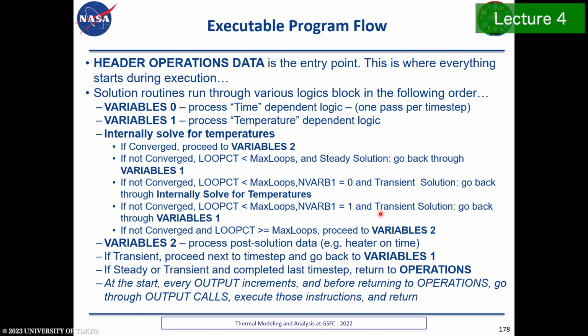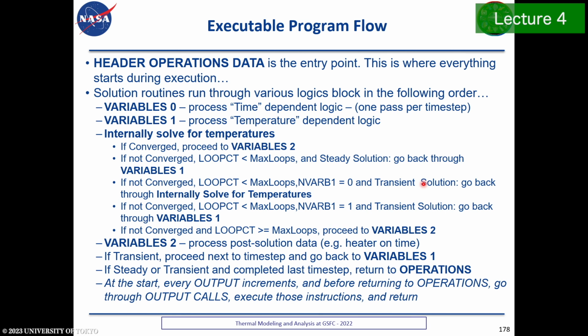All right, so we talked about the entry point where everything starts. So the solutions run through variable 0 is where you process the time-dependent logic. This is one time through this per time step. Variables 1 processes temperature-dependent logic. This would be multiple passes through, each iteration in steady state, or one time through in transient, unless you tell it, I want you to go through every time.